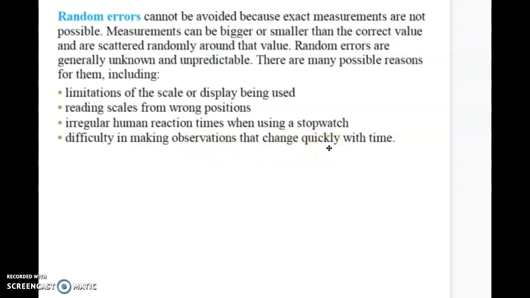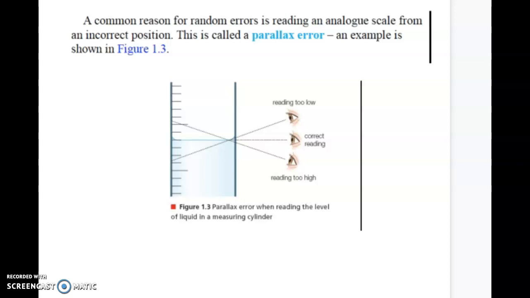In general, random errors happen because you're not being careful enough, you haven't planned your experiment carefully, or because of something completely unpredictable. Parallax errors are to do with the way that you read a scale. You must always read scales, whether it's volume using a measuring cylinder or if you're using a ruler, but you must always measure them at eye level.